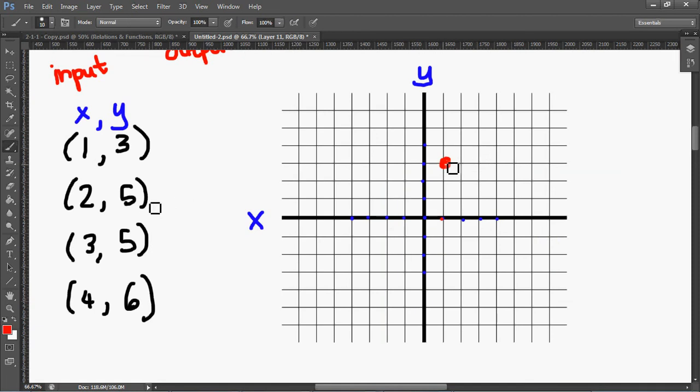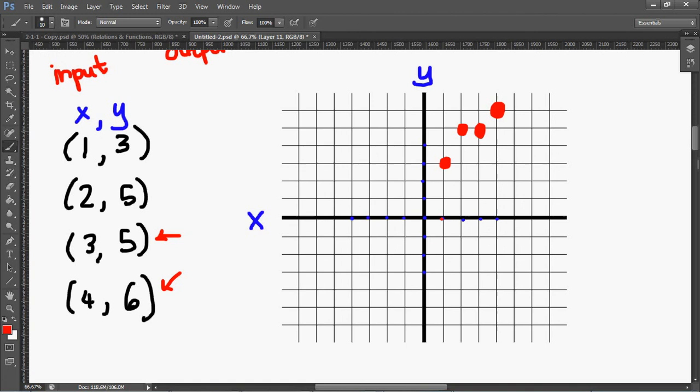Then the second point is 2, 5. I do the same thing. I come to x equals 1, 2, and then up to y equals 5. So 1, 2, 3, 4, 5. And then I do the same thing for 3, 5, the third point, where I go to x equals 3 and y equals 5, color that in. And then the last point, 4, 6, x equals 4 and y equals 6, and color that in. And then you're done. You've graphed all the points in that ordered set on the graph. Easy peasy.